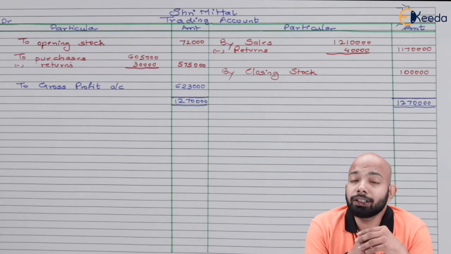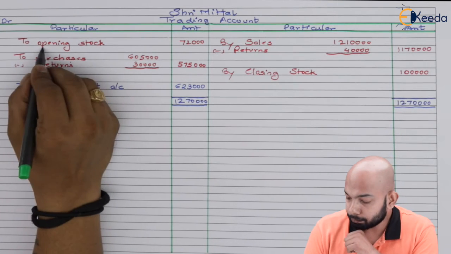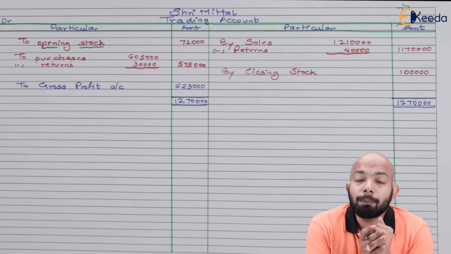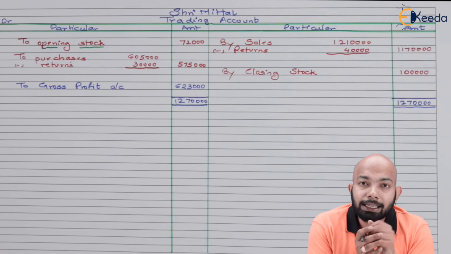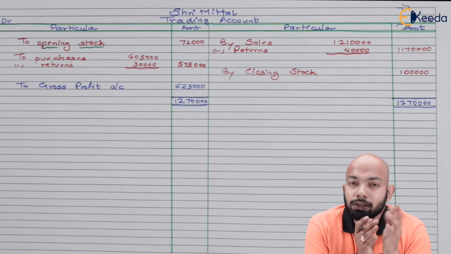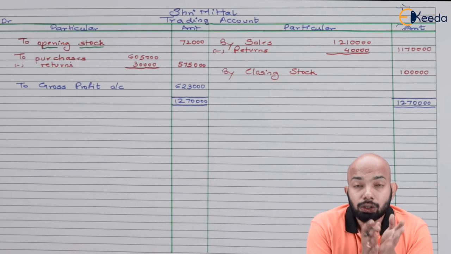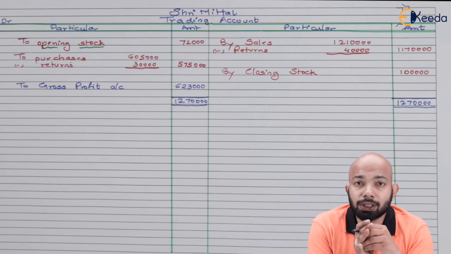So what we have mentioned in the trading account is the opening stock first of all, which amounts to 72,000. The next one is the net purchase that we have mentioned in the outer column. The reason being, purchase also has certain returns. So the credit returns refers to purchase returns and the debit return refers to sales return. So 30,000 has been subtracted from the amount of 6,05,000 of purchase here.